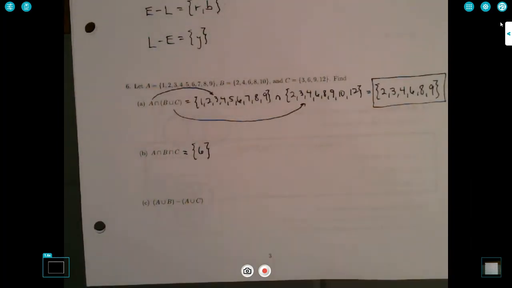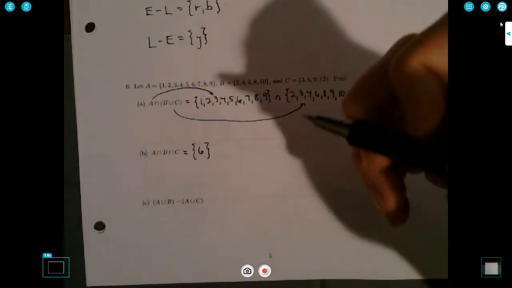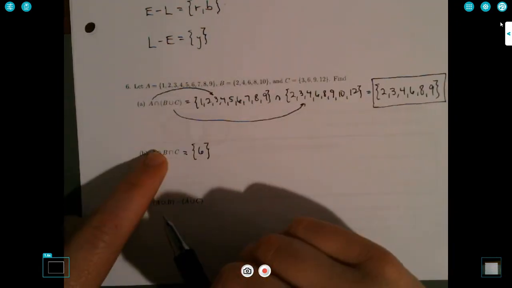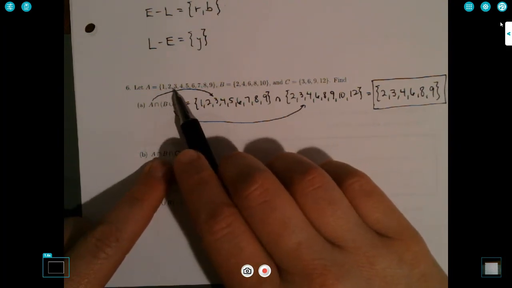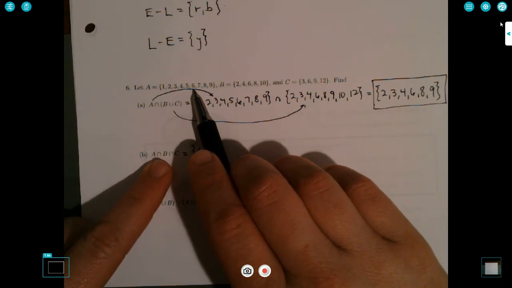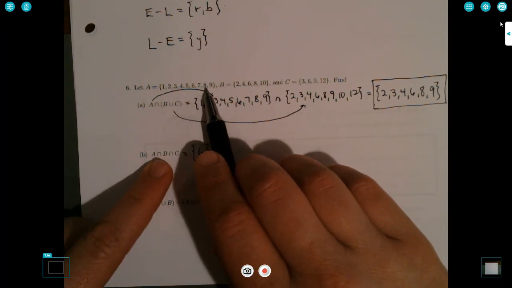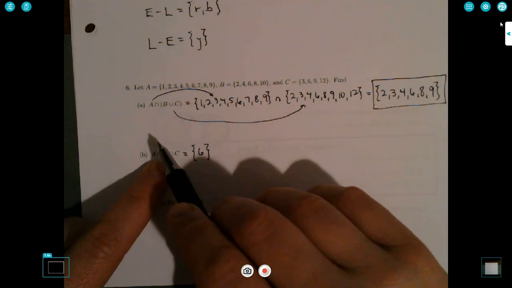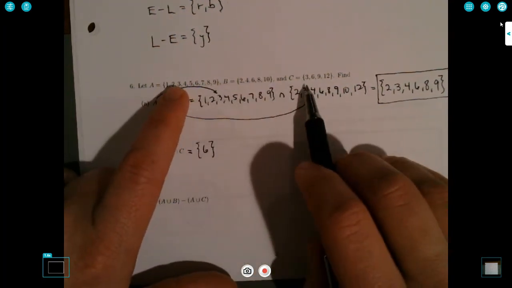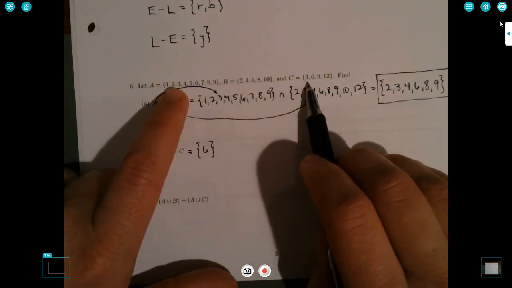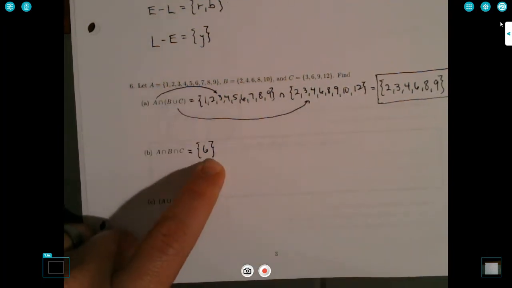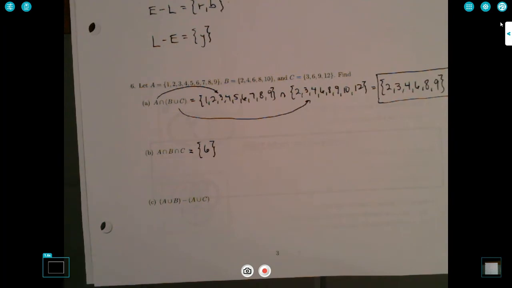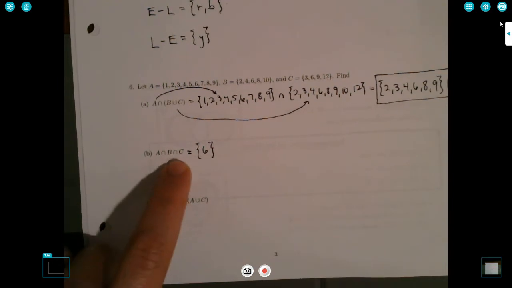Now, if that's too much for you, then like I said, you could do it one step at a time. You could start off by doing A intersect B, which is going to be 2, 4, 6, and 8. And then you intersect that with C. 2, not in here. 4 not in here, 6 is in here, and 8 not in here. And so you would just get 6, right? So you could do it one piece at a time, and that would be fine. Or you can do it all at once.